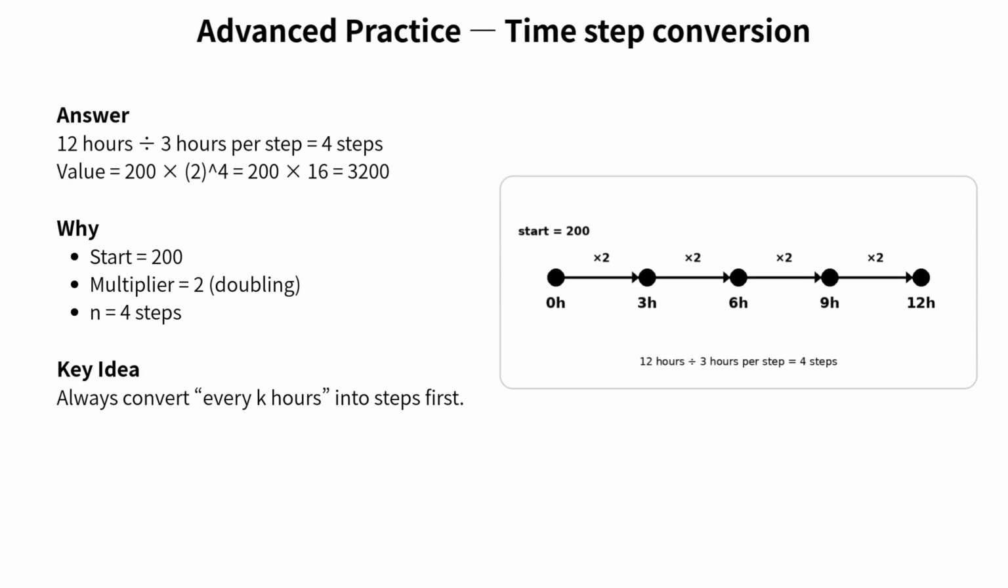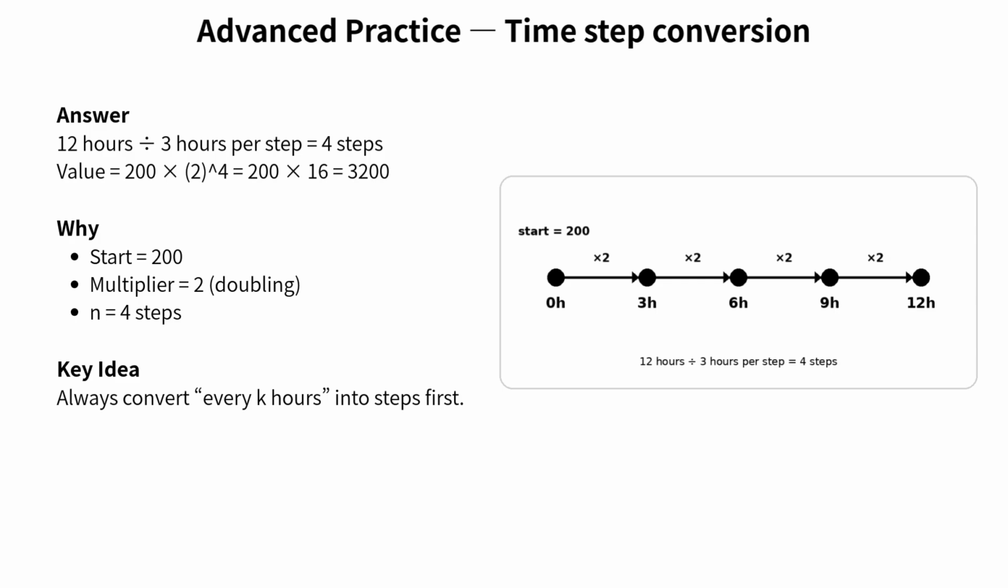Every 3 hours is 1 step, and 12 hours is 4 of those steps. So n equals 4. Doubling means the multiplier is 2. Start is 200, so the model is 200 times 2 to the power 4. 2 to the 4th is 16. 200 times 16 is 3,200.